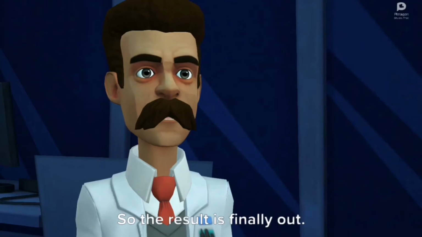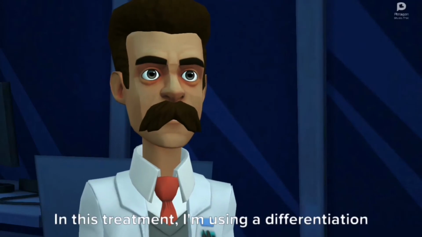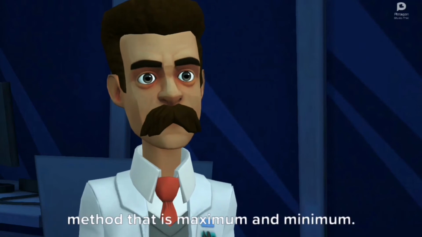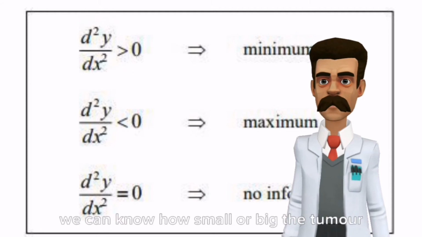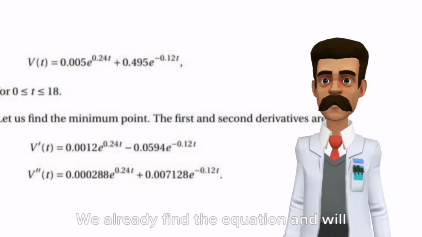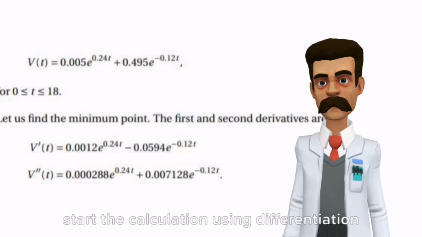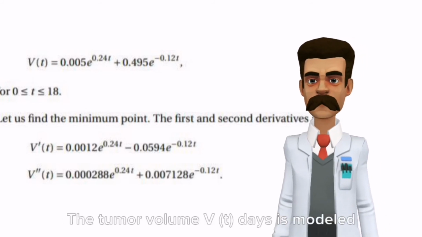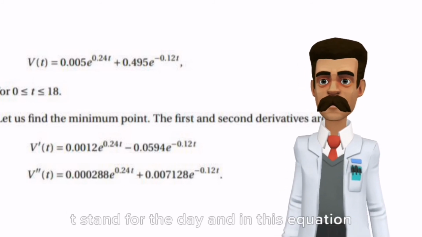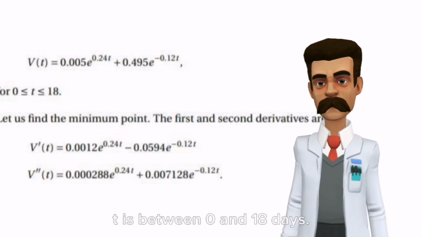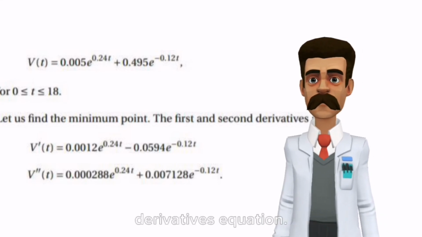So the result is finally out. In this treatment, I'm using a differentiation method, that is maximum and minimum. By using the formula at the back, we can know how small or big the tumor can grow in Julia's brain. After the scanning, the tumor size is about 0.5 cm cubed. We already found the equation and we'll start the calculation using the differentiation method. The tumor volume after T days is modeled by the first equation. T stands for the day, and in this equation T is between 0 and 18 days. So let's look at the first and second derivative equations.